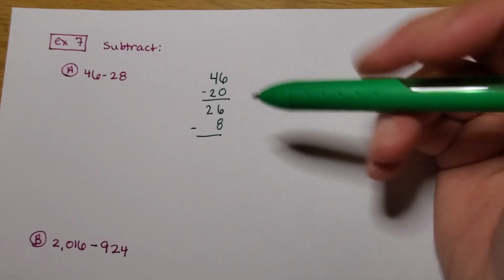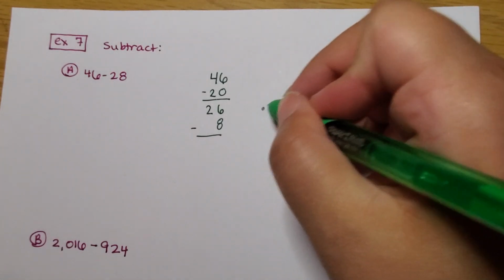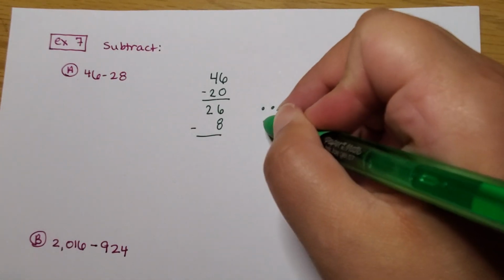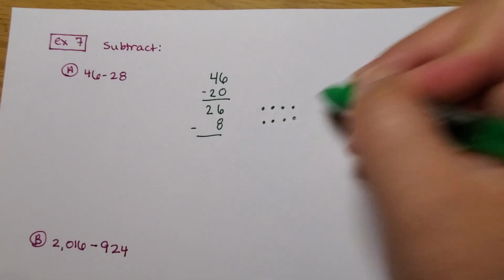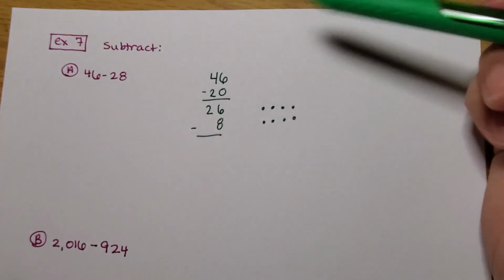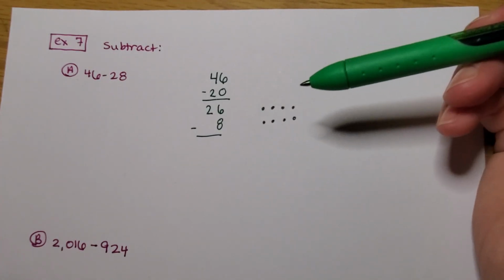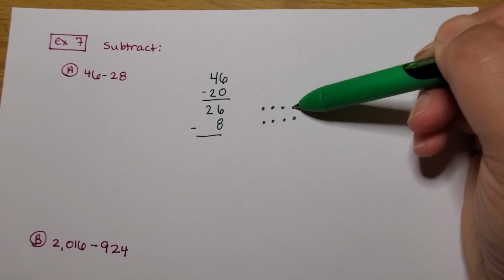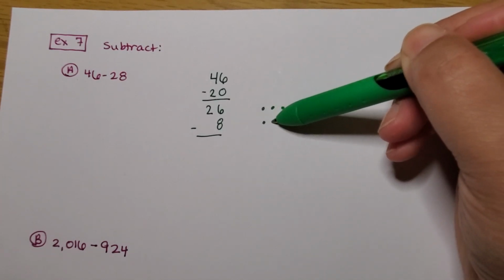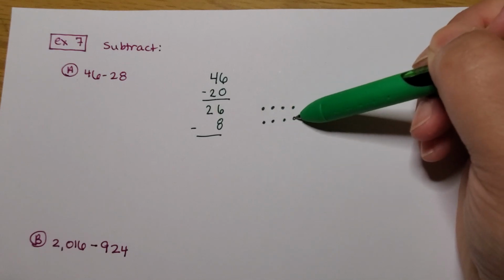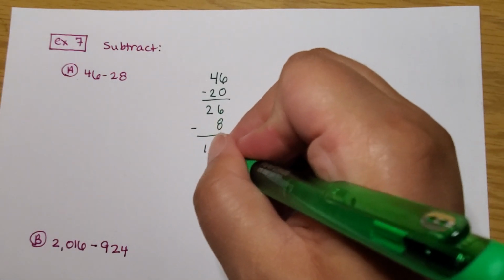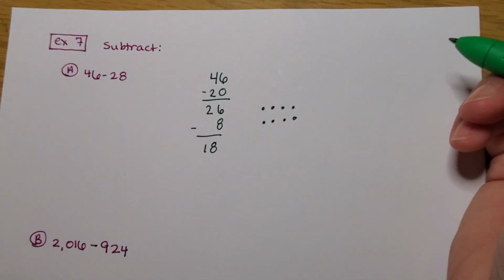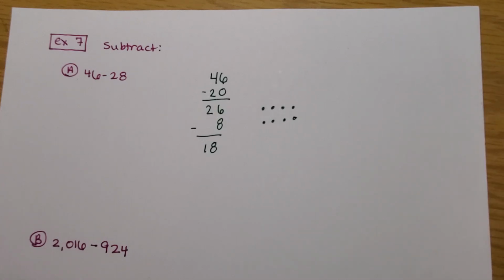So let me draw out 8 shapes first. 1, 2, 3, 4, 5, 6, 7, 8. And now let's count down from 26. So we have 26, 25, 24, 23, 22, 21, 20, 19, 18. So our answer here is 18. And that's how it goes.